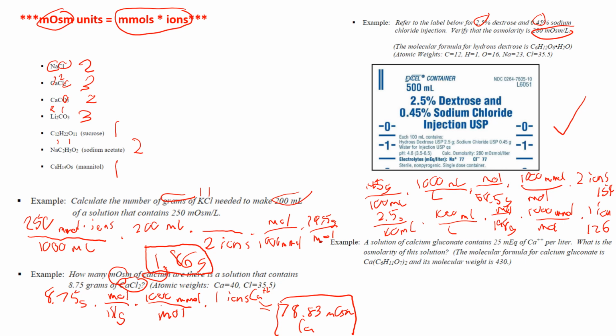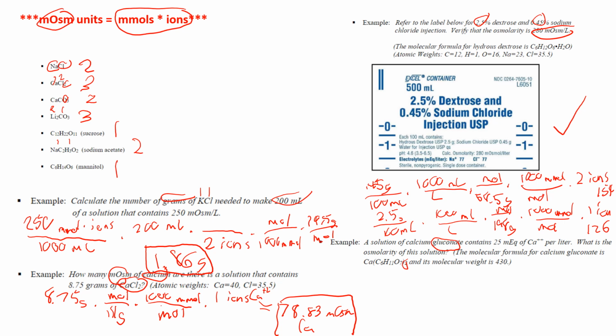For this final one, a solution of calcium gluconate. Gluconate is a pretty uncommon molecule. Oh, it actually gives it to us. Yeah, it's a -1 charge, so there's 2 of them attached to every calcium. A solution has 25 milliequivalents of calcium per liter. What is the osmolarity of this solution?